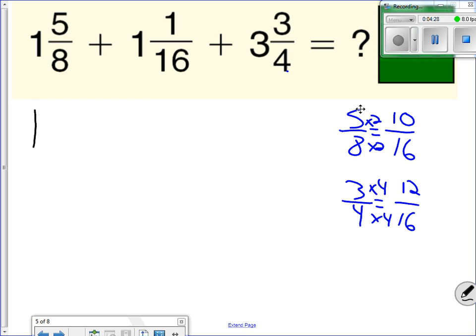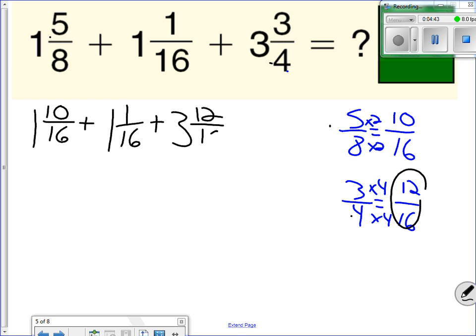I have 1 5/8 is 10/16 now, plus 1 1/16. I can keep that one the same. 3/4 changes into 12/16, so I have 3 12/16, right, kids? Now I can add these up. I'm going to change colors again. Go to green. 1, 2, so we have a 5. Now I'm going to add up this 10 plus 1 is 11, plus 12, so 11 plus 12 gives me 23 over 16.